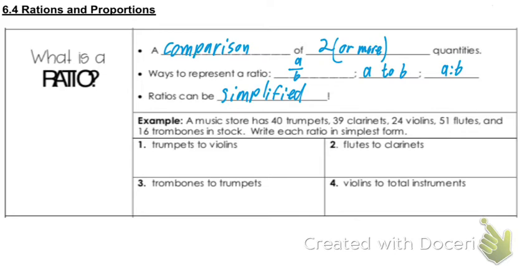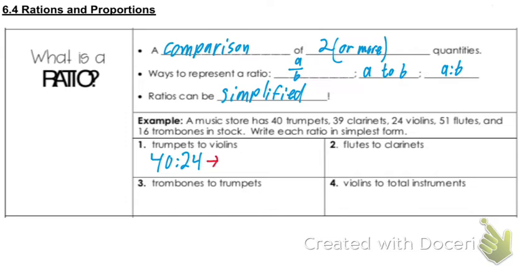All right, so a music store has 40 trumpets, 39 clarinets, 24 violins, 51 flutes, and 16 trombones in stock. Write each ratio in simplest form. So if you want to compare the number of trumpets to the number of violins, how many trumpets are there? 40. So you would say 40, and we're going to do the colon one. And then what number would I put next? 24, because 40 trumpets to 24 violins. But yeah, we can simplify this one, right?